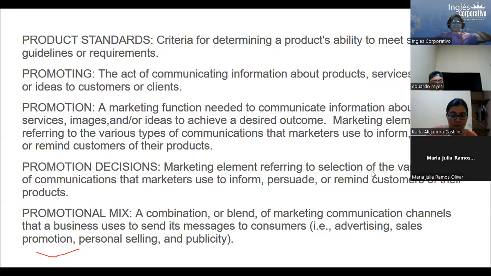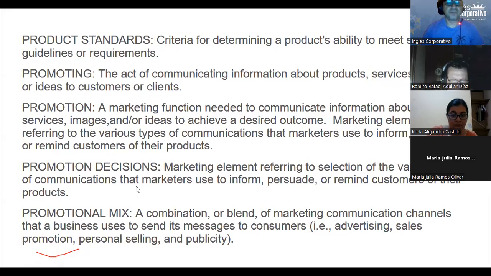So there are different strategies. And the company sometimes uses a combination of many of these. Okay. Very good. I don't know if there is any other. Do you have any questions here? No, teacher. Very good. Let me check.